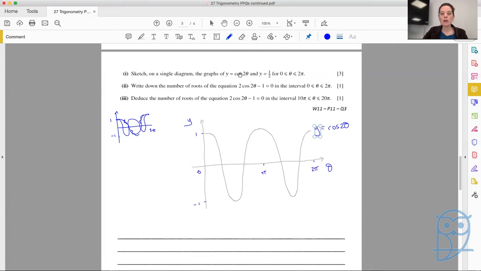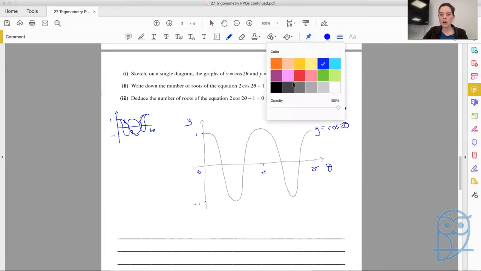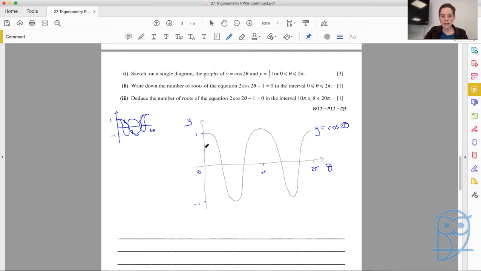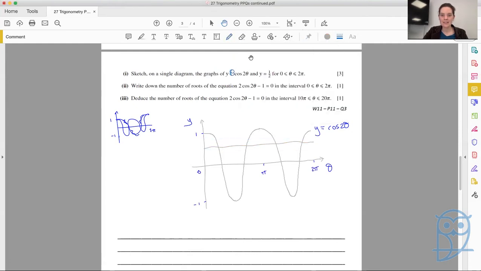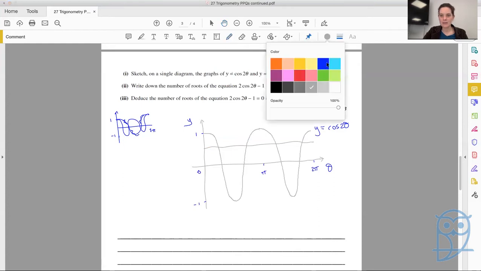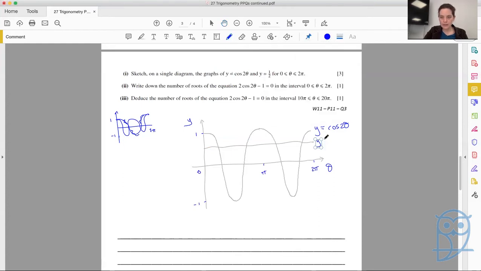The other line they want us to draw is y equals a half. So pencil again, and we need that half, halfway between the 0 and the 1. Oops, we don't want it in yellow, we want it in gray. And then back to our pen. This is y equals a half, and this is a half. So we've got everything now on our sketch.